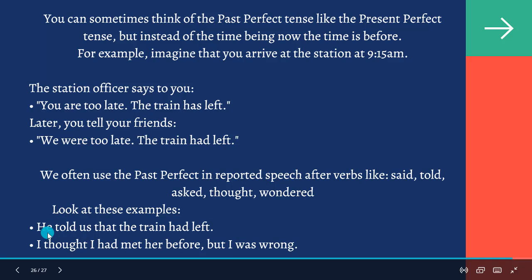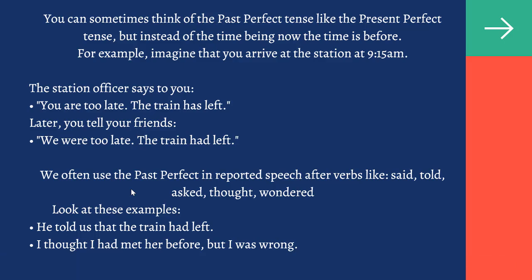And then the second example: I thought I had met her before, but I was wrong. As you can see, here is the simple past, and then here is the past perfect tense. Okay, so that's the difference between the past and perfect tense.